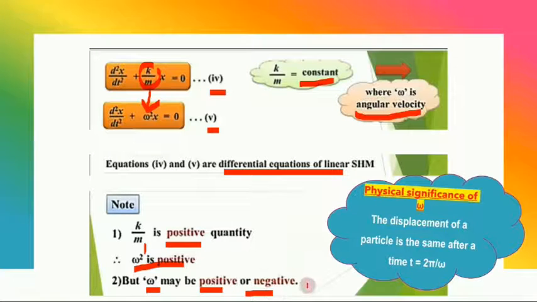Now here we should know what the physical significance of omega is. The displacement of the particle is the same after a time interval of 2 pi by omega. It means that 2 pi by omega is the time period of the simple harmonic motion.